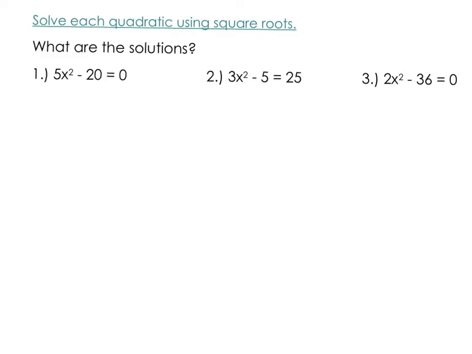So we're going to start by solving the quadratic. We've got 5x squared minus 20. We're trying to get x by itself. So the first thing we need to do is move the 20 to the opposite side. So we are going to add 20 to both sides, just like we're solving for a regular variable. We do addition, subtraction, then multiplication, division.